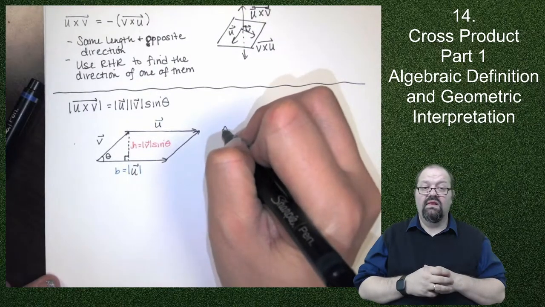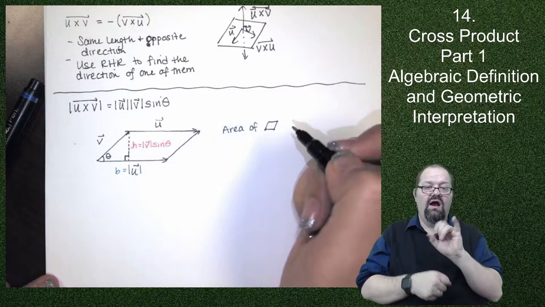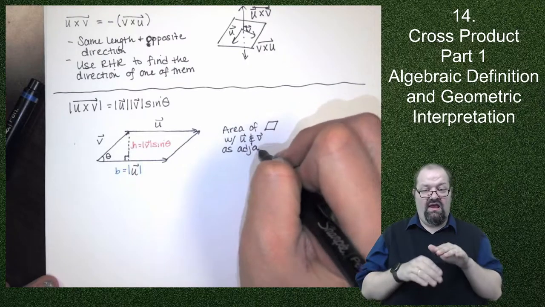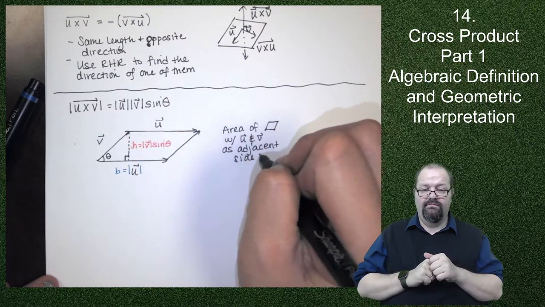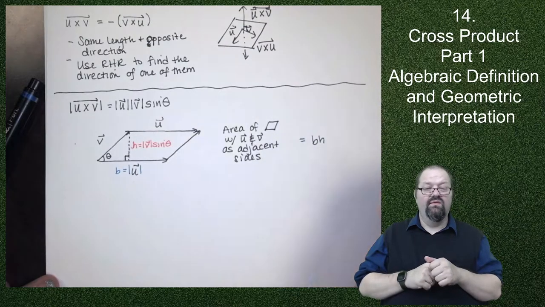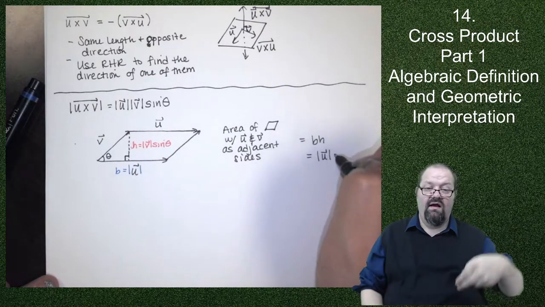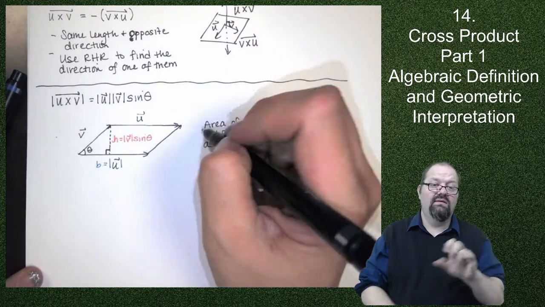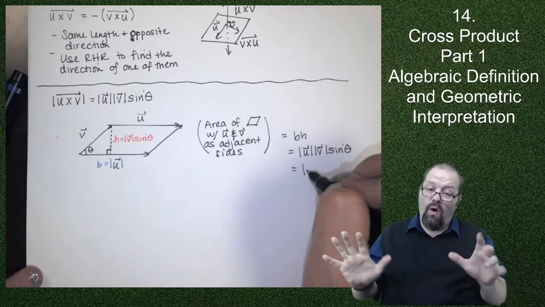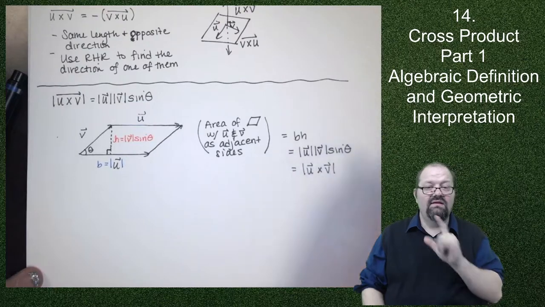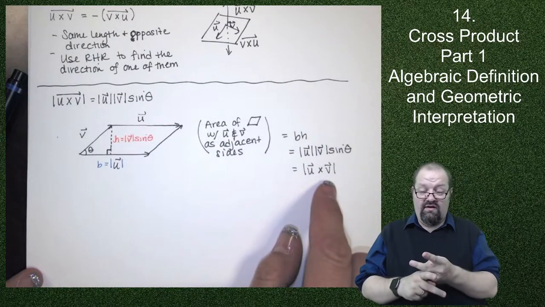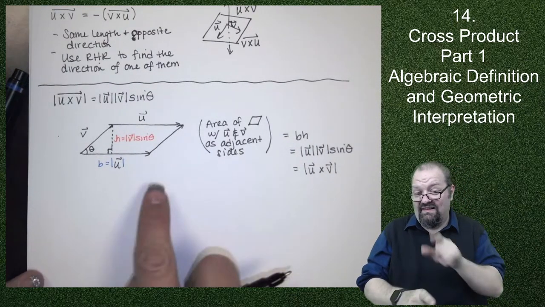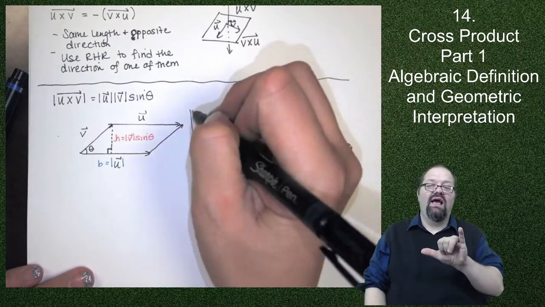So it turns out that the area of the parallelogram with U and V as adjacent sides, well, we know that that's base times height, which is the length of U times the length of V times the sine of the angle between them. That's the magnitude of the cross product. And I didn't prove that to you, I just told you that was true. So you might want to prove to yourself that that's true.